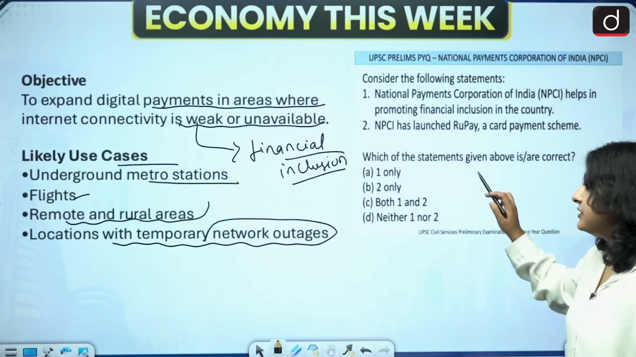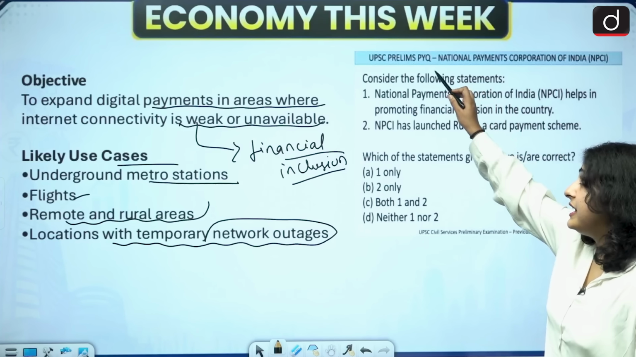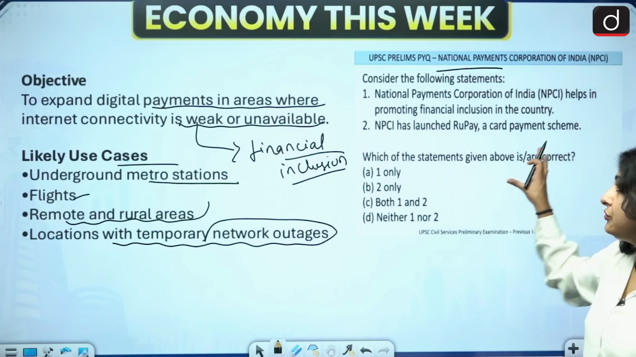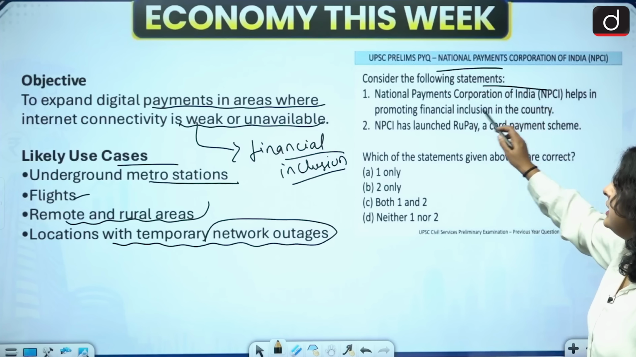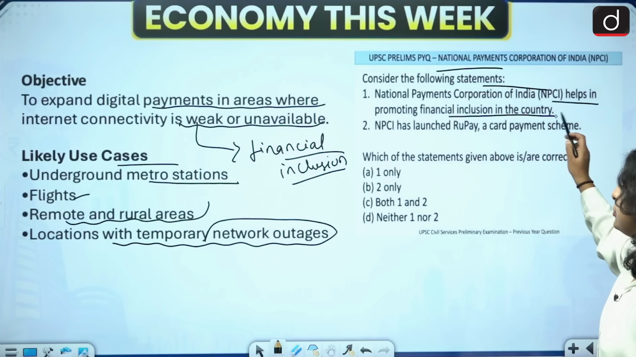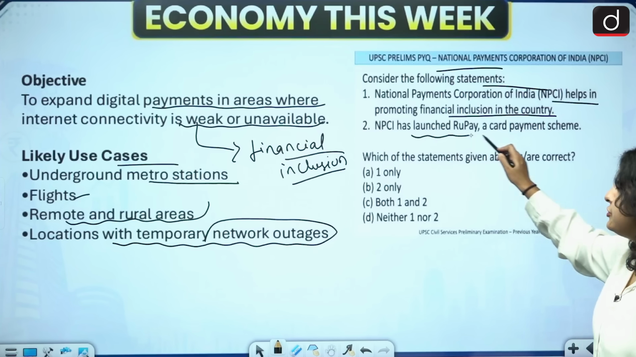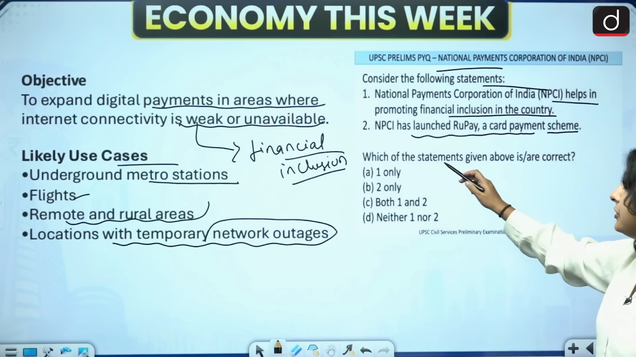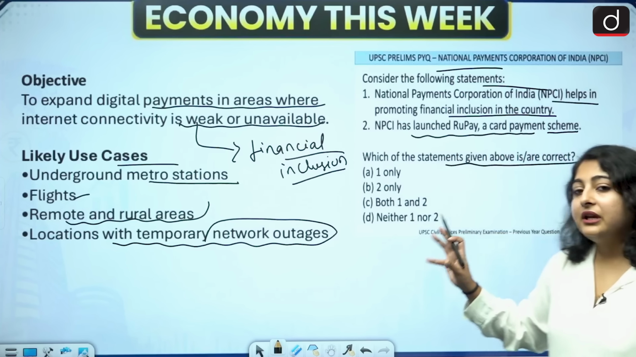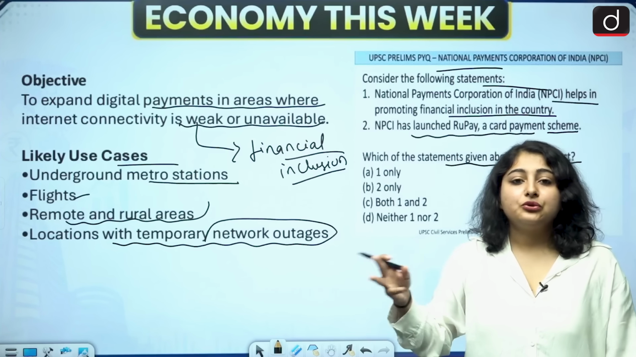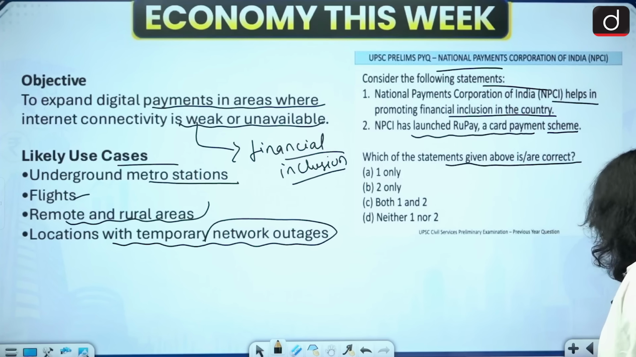Again, I have attached a practice question. It has been asked in your PYQ. You have to solve this on your own. Consider the following statements. NPCI helps in promoting financial inclusion in the country. NPCI has launched RuPay, a card payment scheme. Which of the statements given above are correct? Answer this question in the comment section. Try to solve this. All right.